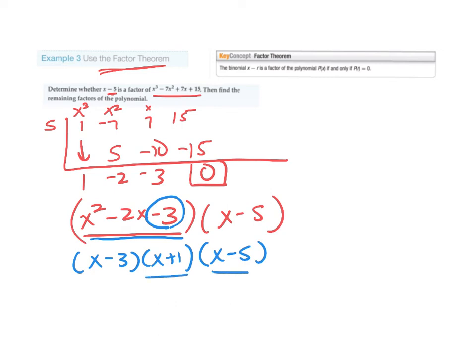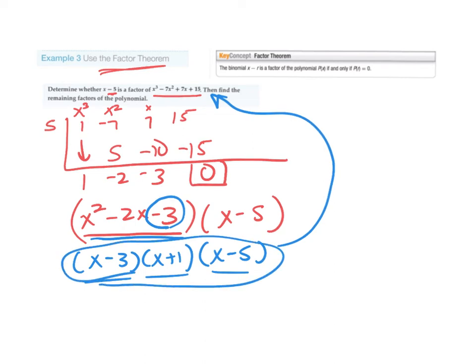And so now I have 3 factors. If I were to multiply all this up, I would end up with what I started with. That's what a factor is. So when it asks to find the remaining factors of the polynomial, this would be our answer.